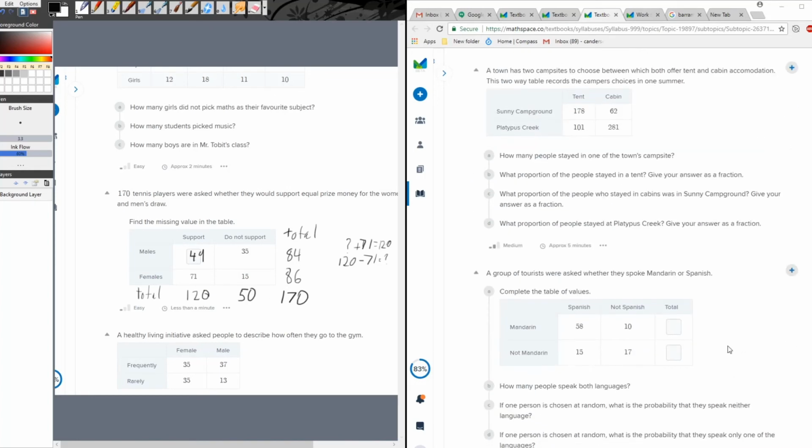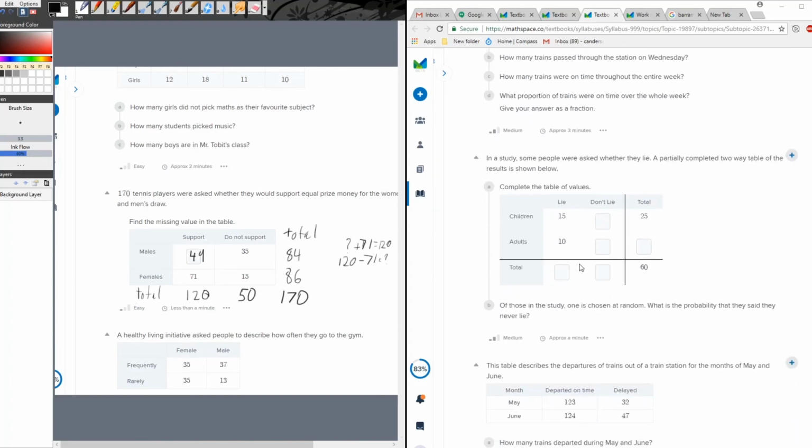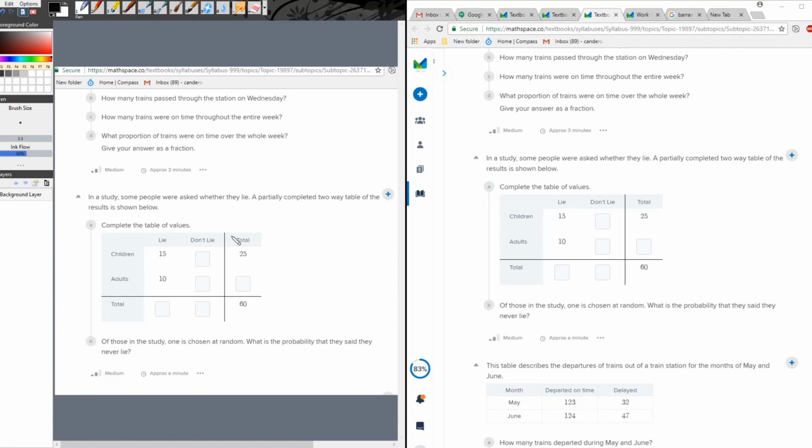Now a bit more of a tricky one where we fill in our two-way tables on here. So this two-way table, we've got to try to fill in the blanks. So if there's 15 here and there's 25 here, that means we need 10 here, because 15 plus 10 is 25. Down here, we need a number that we add to 25 to get to 60. That would be 35, because 25 plus 35 is 60.